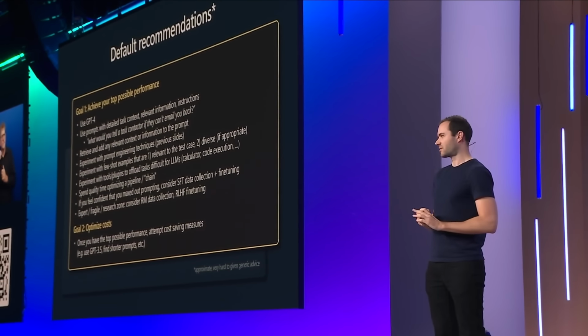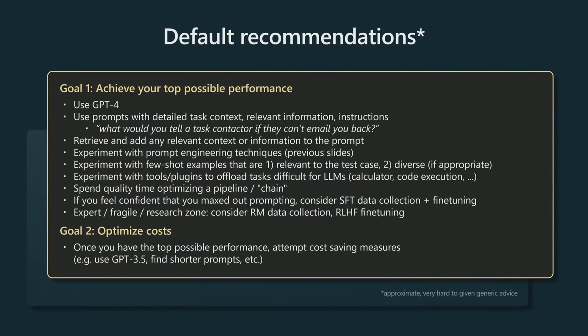So I think these are my sort of default recommendations right now. I would break up your task into two major parts. Number one, achieve your top performance, and number two, optimize your performance, in that order. Number one, the best performance will currently come from the GPT-4 model. It is the most capable model by far.